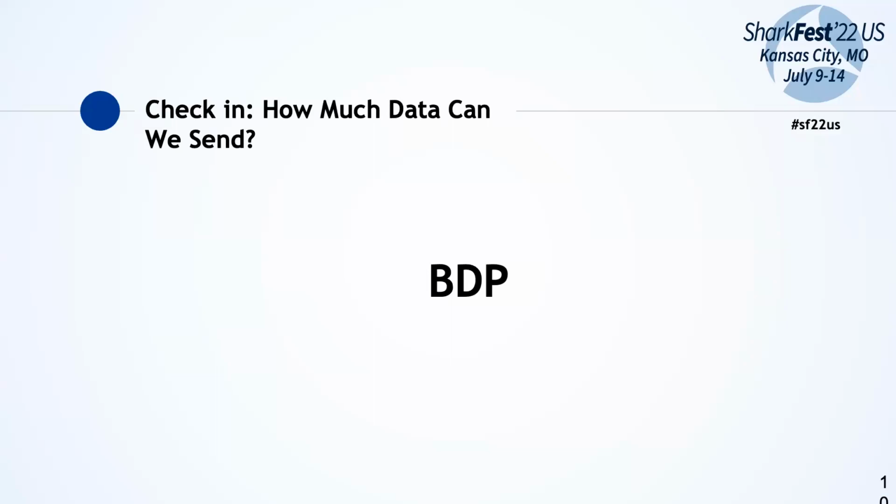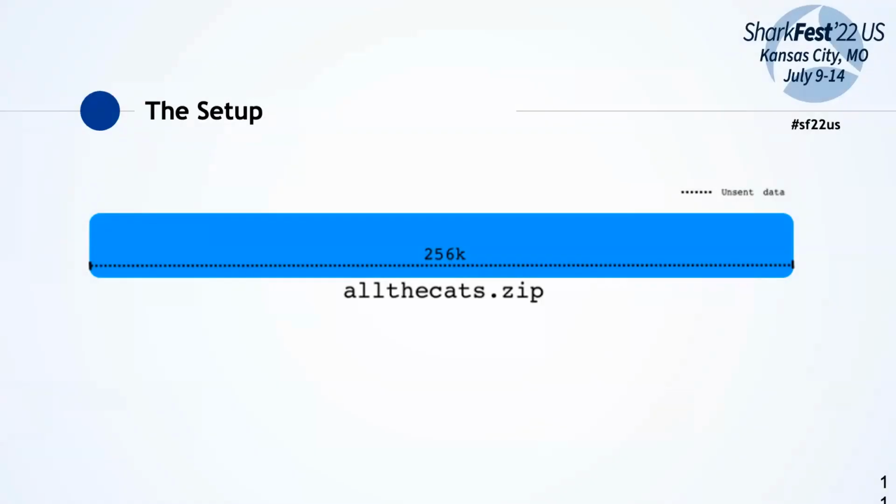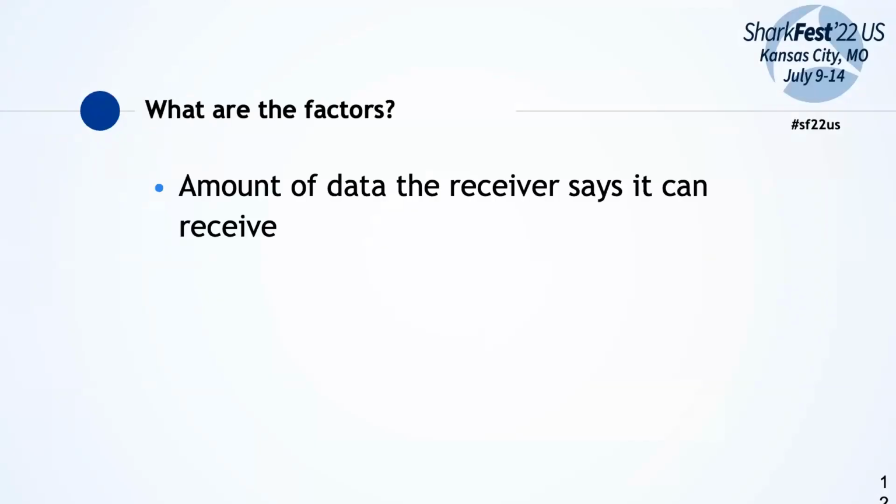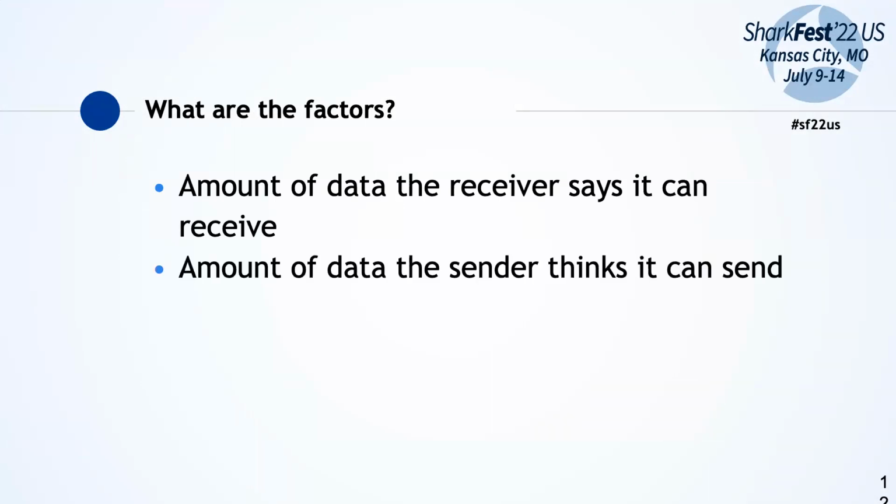Now, the scenario, the setup, if you will, of how we're going to conceptualize this: we have a file of cat pictures, as you do, and it's 256K. So we're going to think about sending this 256K file between 2 hosts, and dotted lines mean it's unsent data, all right? The factors we're going to talk about are how much data the receiver says it can receive, and how much data the sender can send. We're going to keep it real simple today. Those are the 2 main factors we'll talk about.